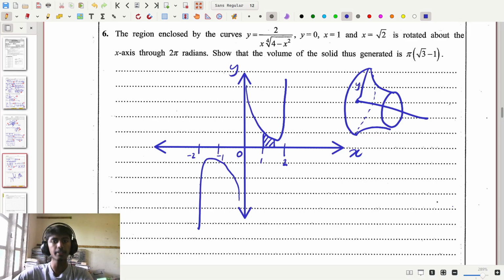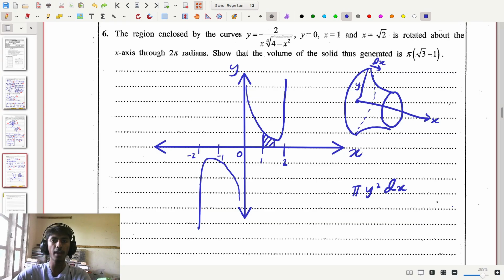Now if we consider a small slice of this object by going a distance of dx in the x direction like this, we could slice this up into a tiny little cylinder, and that cylinder would have a radius of y and a height of dx. The volume of this little cylinder would be equal to pi r squared times h, where r is equal to y and h is dx, so it's pi y squared dx. Therefore the volume of this small cylinder is pi y squared dx.